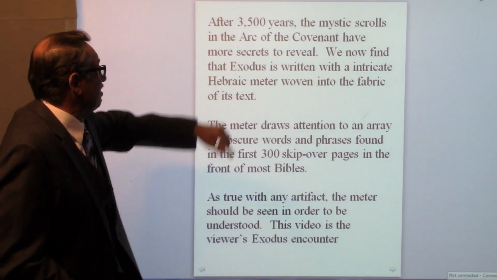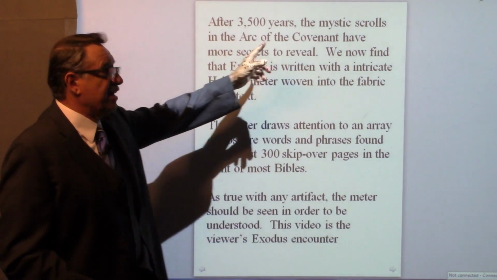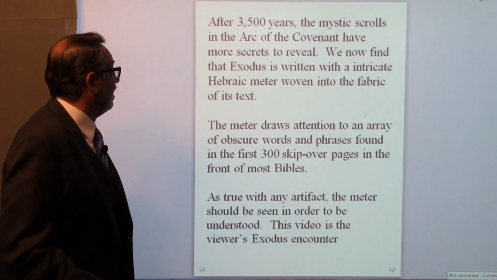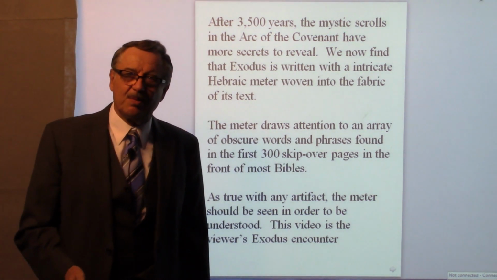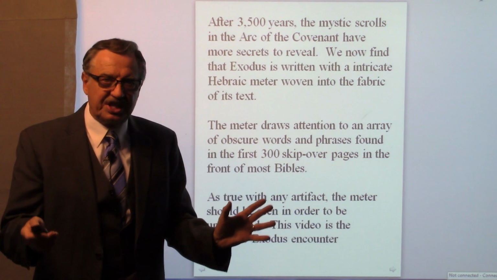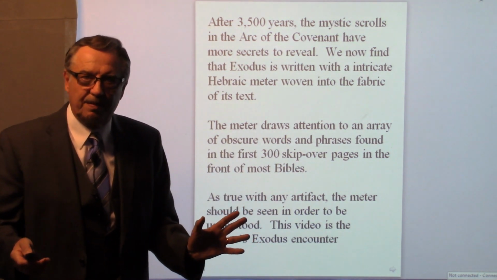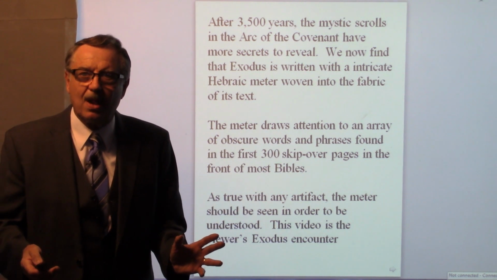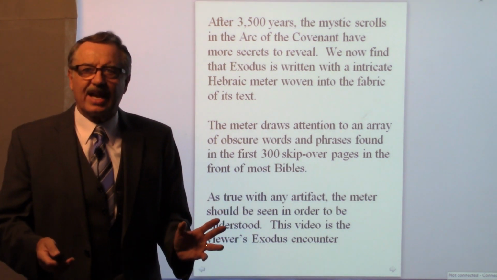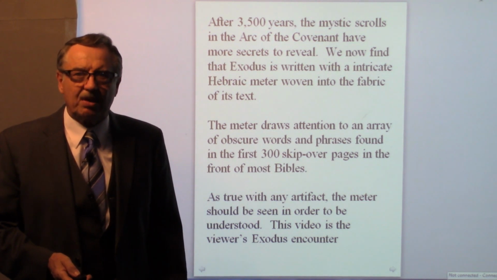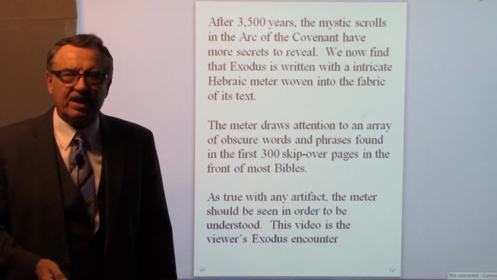After 3,500 years, the mystic scrolls of the Ark of the Covenant have more secrets to reveal. We thought we had all this information, we have a good understanding of it, but there's always more to learn, and it keeps revealing more and more as time progresses. We now find that Exodus is written with an intricate Hebraic meter that's been woven into the fabric of the text.